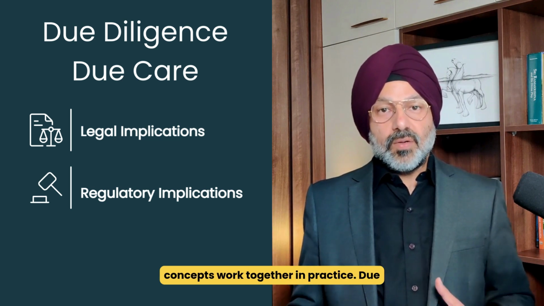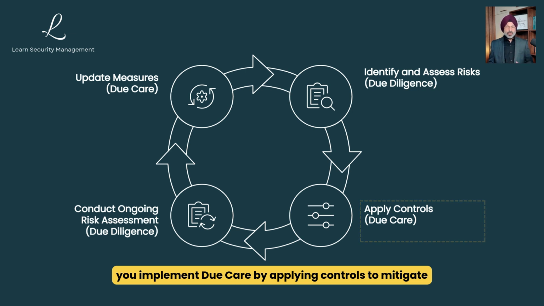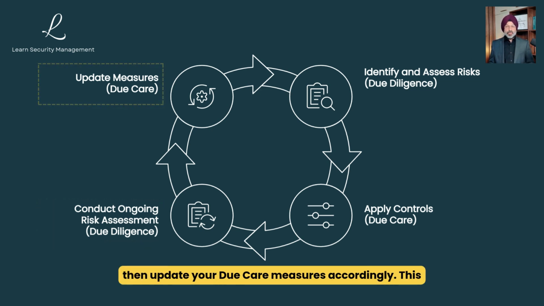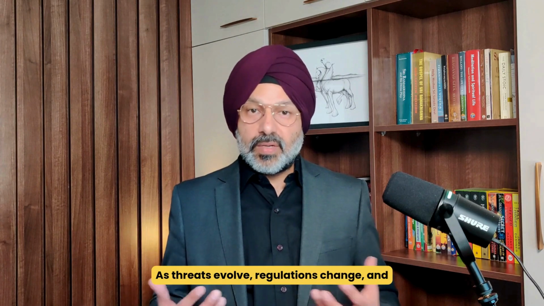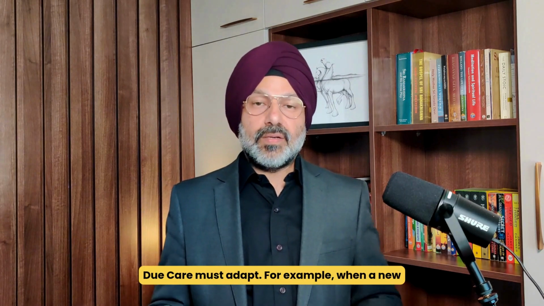Let's talk about how these concepts work together in practice. Due diligence and due care form a continuous cycle. First, you perform due diligence by identifying and assessing risk. Then, you implement due care by applying controls to mitigate those risks. Over time, you conduct ongoing due diligence to identify new risks and then update your due care measures accordingly. This isn't a one-time process, it's a continuous process. As threats evolve, regulations change, and your organization grows, both due diligence and due care must adapt.